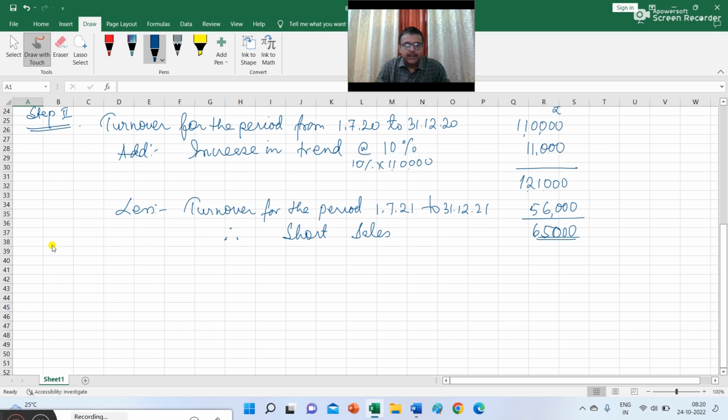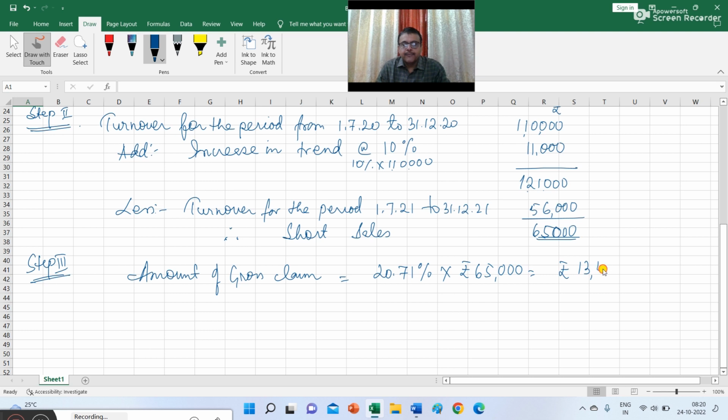Now in step 3, we have to consider what is the amount of gross claim. You have to apply the GP rate that we have calculated, 20.71%, on the amount of short sale, that is 65,000, and the gross claim is 13,461. So 13,461 is the amount of gross claim that the company has to lodge with the insurance company.